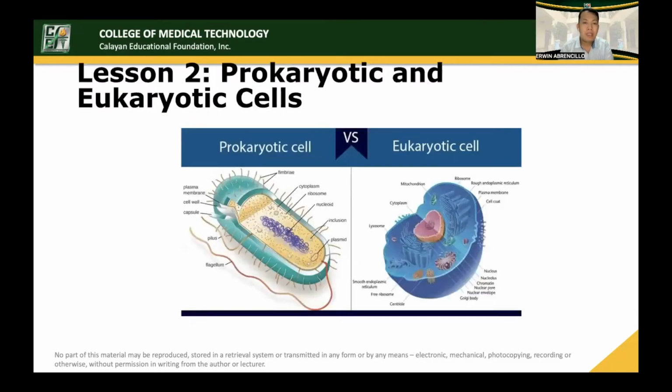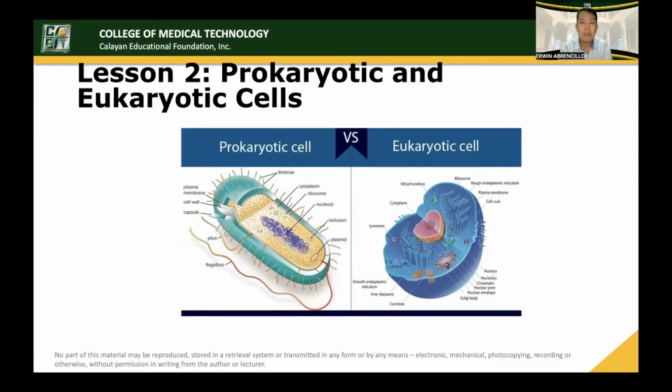So let us now proceed to lesson 2, the prokaryotic and eukaryotic cells. I have here an illustration of prokaryotic and eukaryotic cells. Prokaryotic cells and eukaryotic cells are the types of cells existing. So the different kingdoms of organisms are either prokaryotic or eukaryotic cells.